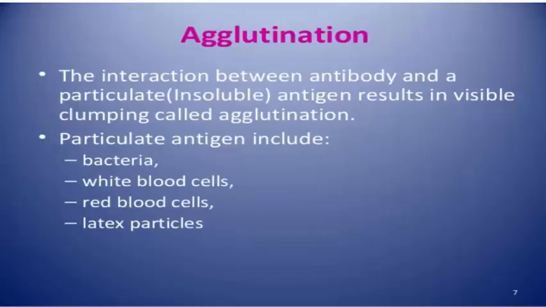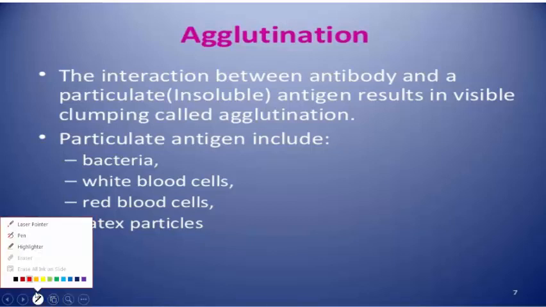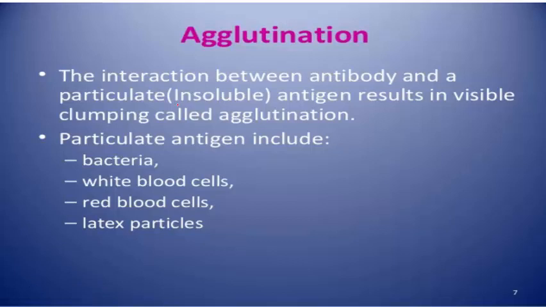Now, what is agglutination? Agglutination is nothing but a reaction between antigen and antibody, and here the antigens which react with the antibody are of a special type. These antigens are insoluble or particulate antigens. When there is an interaction between any particulate or insoluble antigen and the antibody, that interaction results in visible clumping, and this clumping is called agglutination.